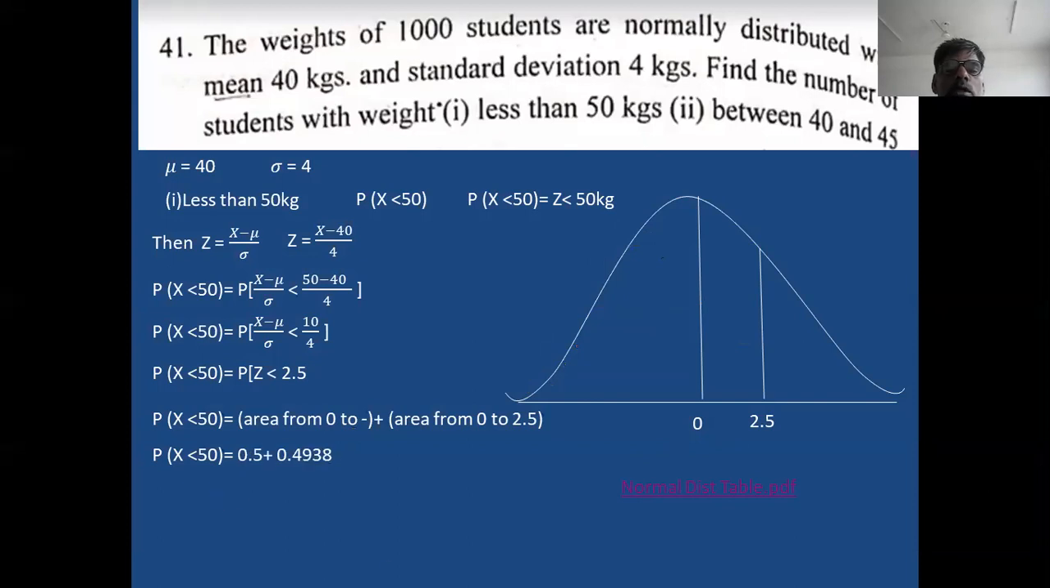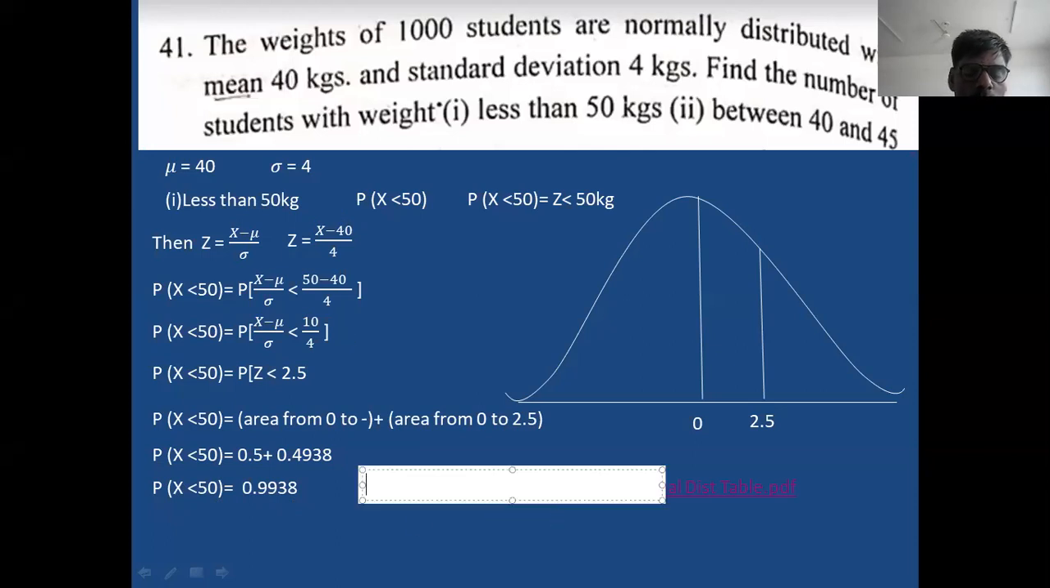So you see here, probability of x less than 50 is equal to the area from 0 to minus infinity, which is 0.5, and the area from 0 to 2.5, which is 0.4938. You take the total: 0.9938. This is the probability value. They ask to calculate the number of students.